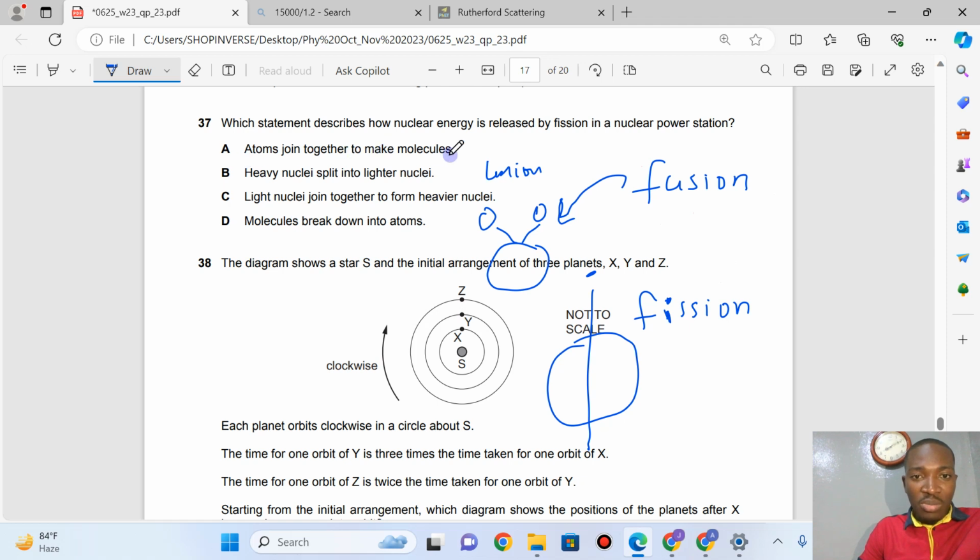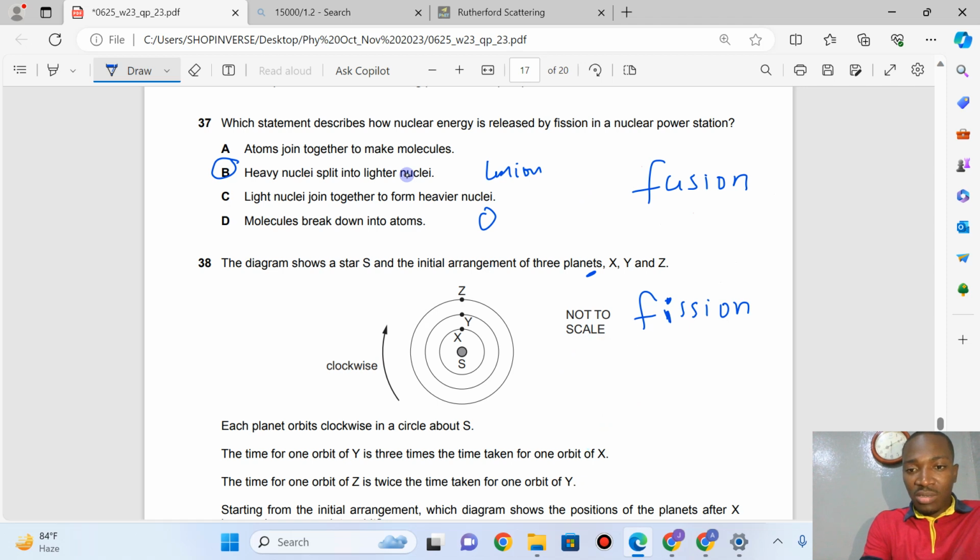Atoms join together to make molecules. This is a chemical reaction, atoms and molecules. Heavy nuclei split into lighter nuclei. B is the correct answer to question 37. A heavy nucleus would split into two smaller or two lighter nuclei. So that is that about that. We go straight to question number 38.